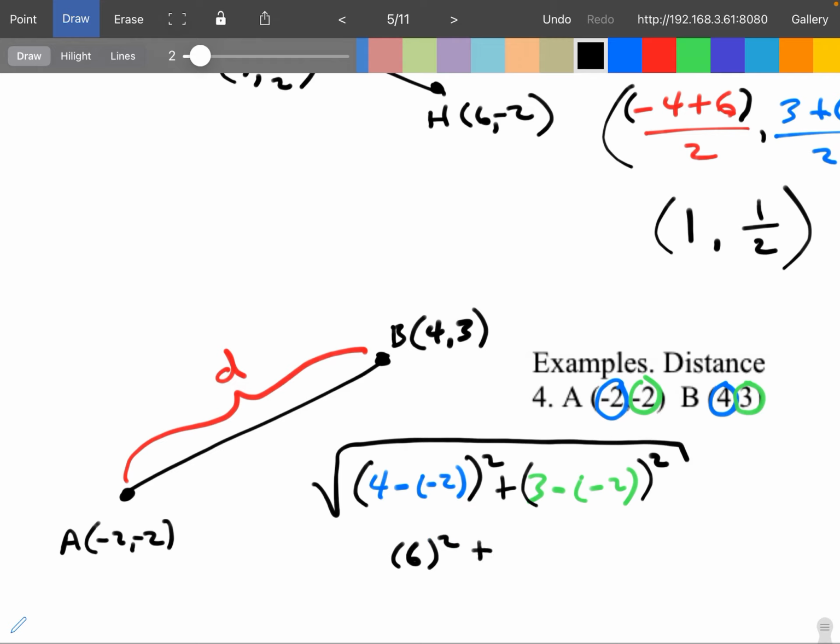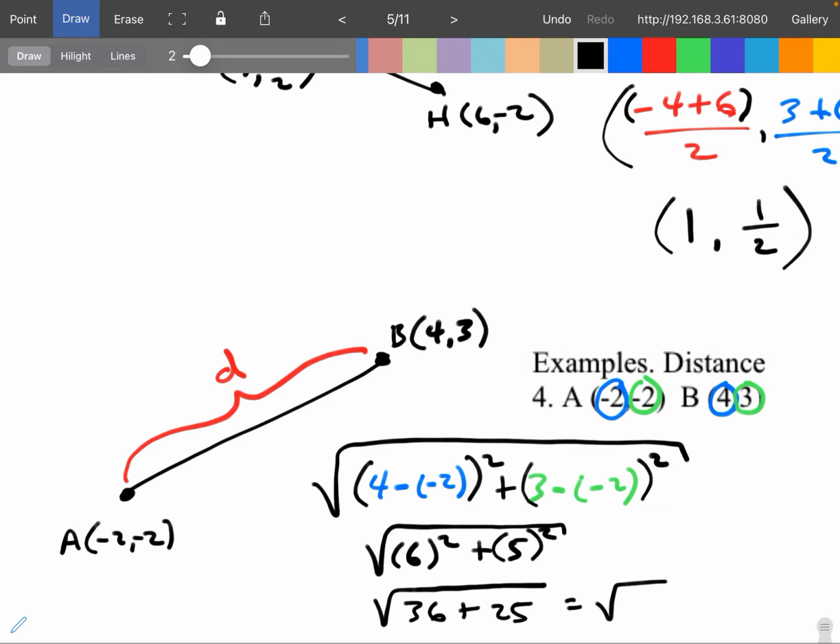All right, that's it. So that's how I want you to remember it. Subtract the x's, subtract the y's, square them both, add them together, take the square root. So what's 4 minus -2? 6. That's 6. So we got 6 squared. And 3 minus -2? 5. That's 5 squared. And then we still got to take the square root.